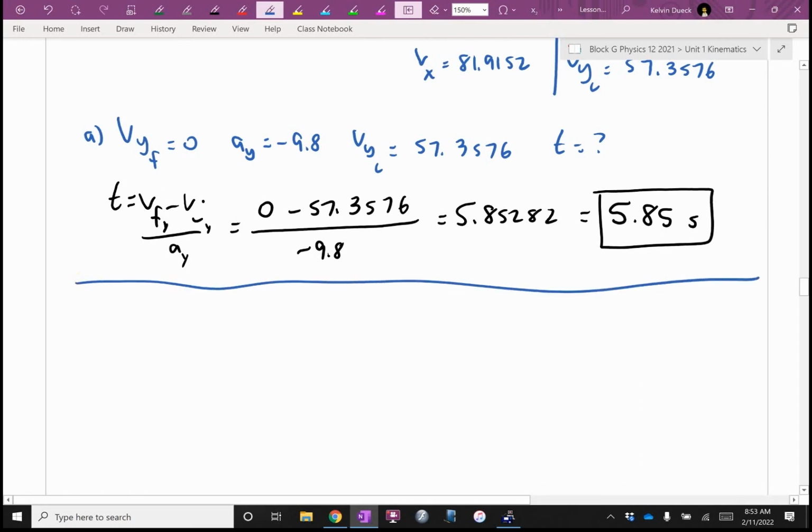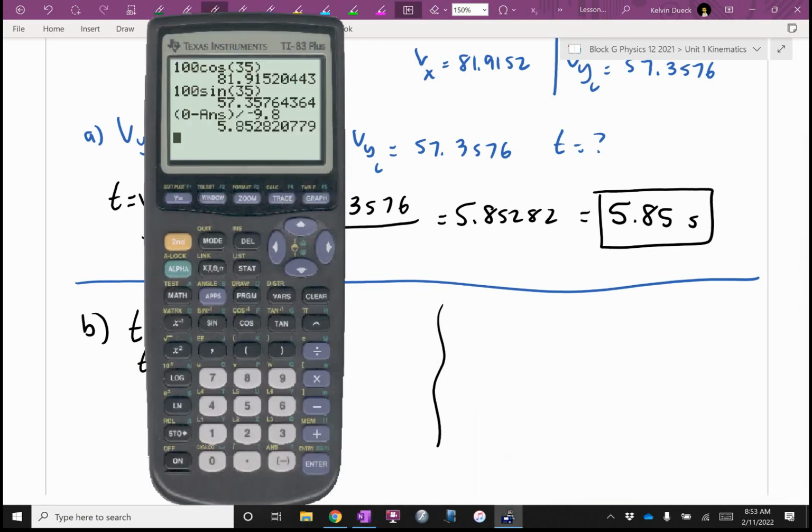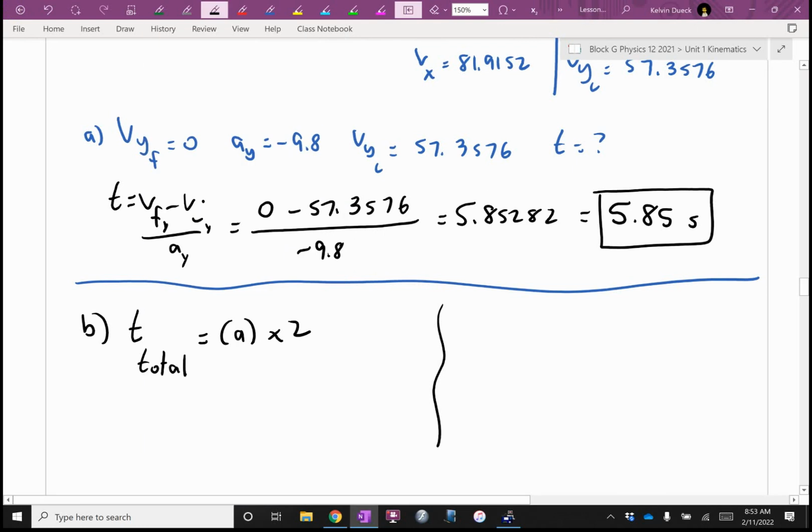I'm going to draw a little line like this just so I can say I'm moving to another thought. So for part B, I'd like you to draw a little line in the middle of the page. There's 2 ways to do this. The fact that I've done part A already, I would go like this. T total equals my answer from A times 2. I would totally do that. And I'm going to do that on my calculator. Times 2. 11.7056. Or 11.1 seconds.